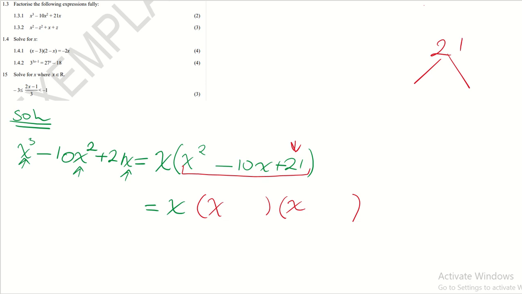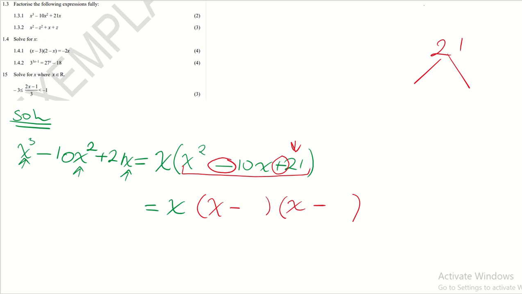negative 10. First of all, take a look at this sign, it's a positive sign. This sign tells you that your signs here have to be the same. It's either they are both positive or both negative. Here you have this sign that is negative, so these signs must not be positive. They must be negative. So that means here I should have negative and negative.